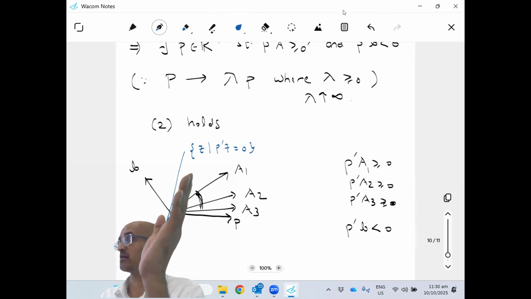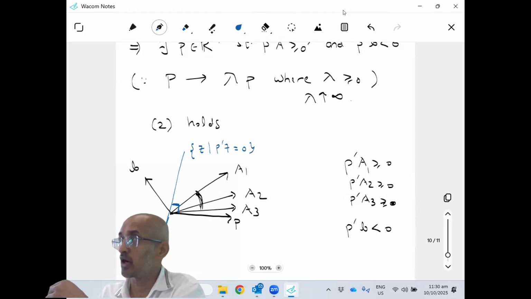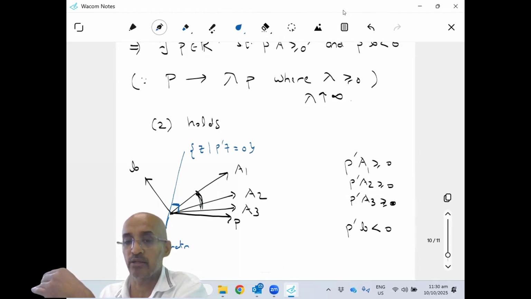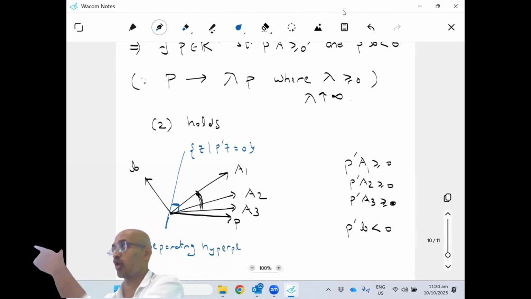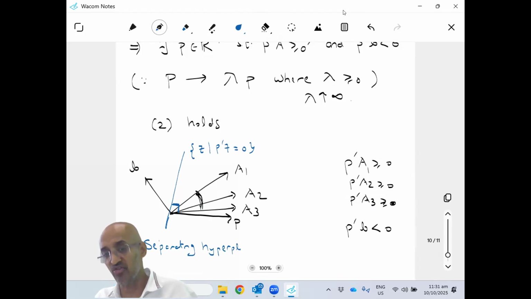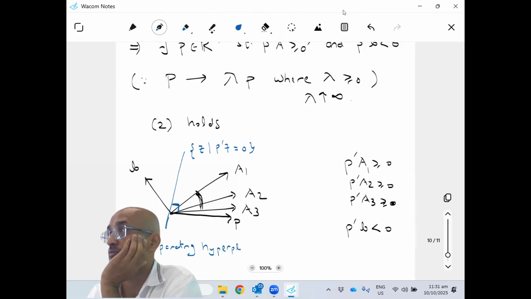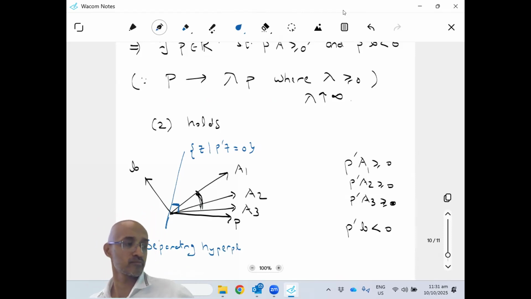So B lies on one side and the remaining A's lie on the other side. So I can find a separating hyperplane which can separate each of these A column vectors from the B vector. Or B does not lie inside this set. It does not lie in the conic combination or the conic hull of these vectors. Is that clear geometrically what's happening there?